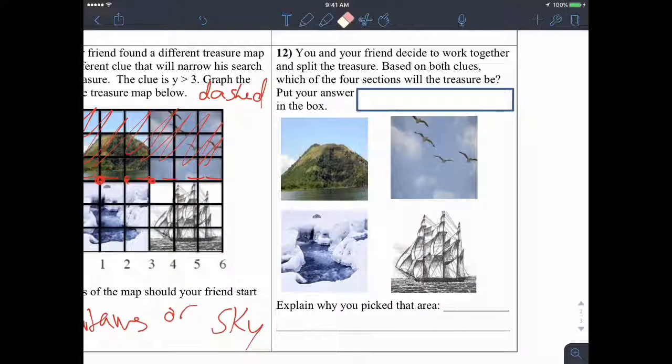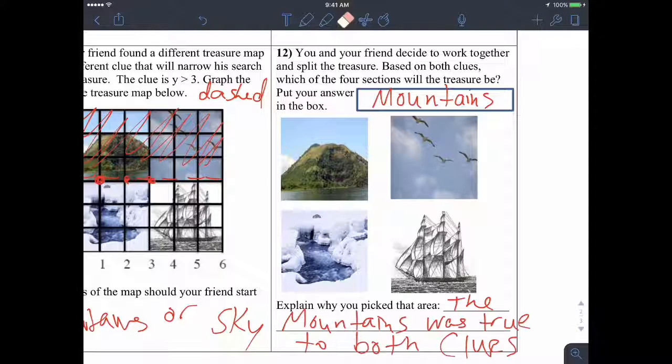All right, finally, number 12, it says you and your friend decide to work together and split the treasure. Based on both clues, which of the 4 sections will the treasure be? Put your answer in the box, and then I also want you to explain why you picked that area. Go ahead and do that right now. All right, the area that it would be in would be the mountains, right? And the reason is because the mountains was true to both clues.